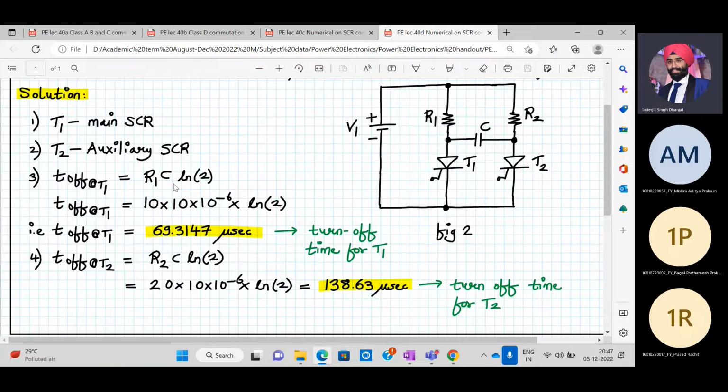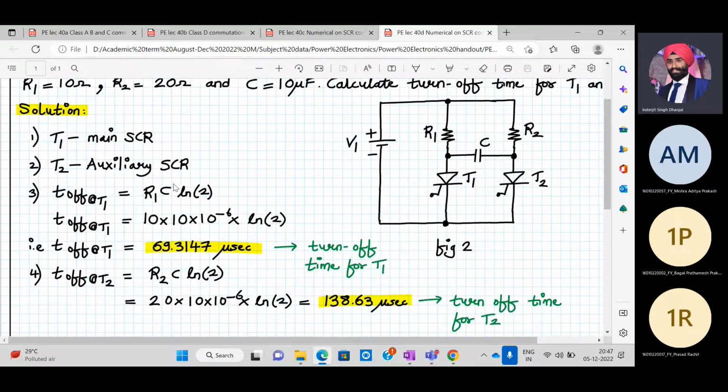So here it is very, very simple. See, this can be asked for 5 marks in exam. T1 is the main SCR, T2 is the auxiliary SCR. So turn off time for T1 is given by this formula, R1 into C natural log of 2, right? So this is the turn off time for the main SCR. You can simply substitute the values over here, R1 as 10, C as 10 microfarad, and the natural log of 2. So T off of the main SCR will be around 69.31 microseconds. That's the turn off time for main SCR T1.